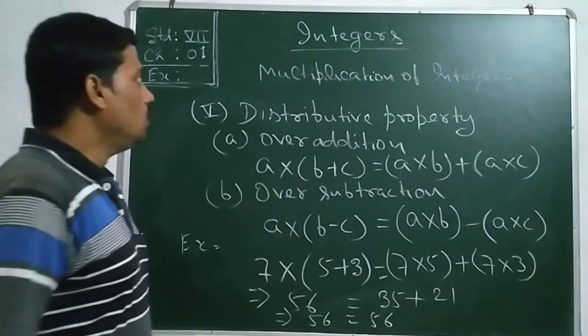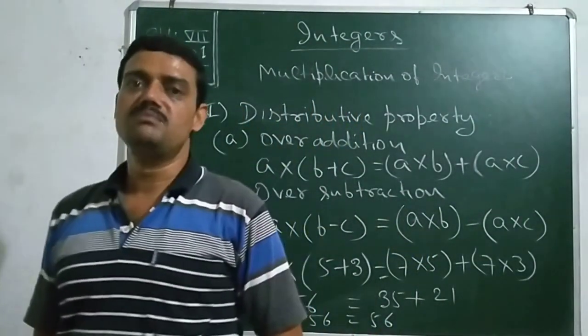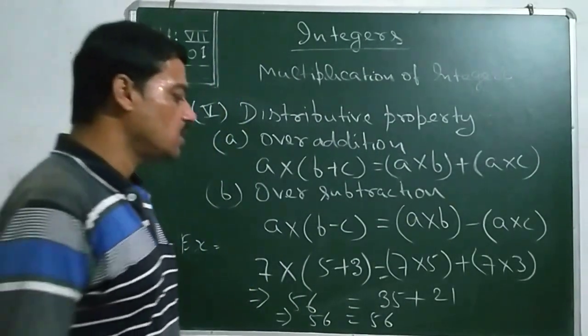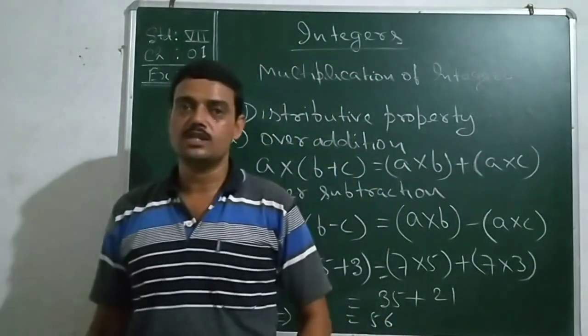These are the rules for the multiplication of integers. Following these rules, you can solve exercise 1.3. Now come to exercise 1.3. I will explain the sums one by one.